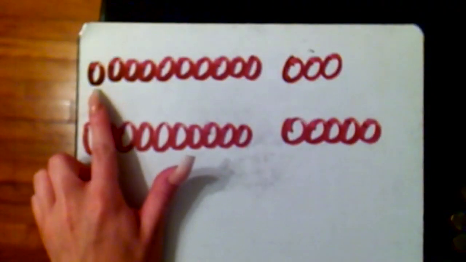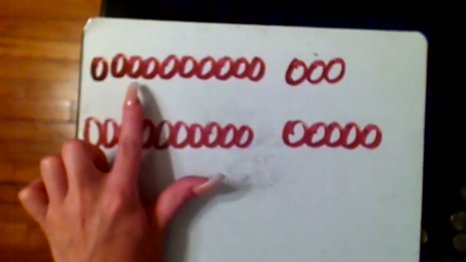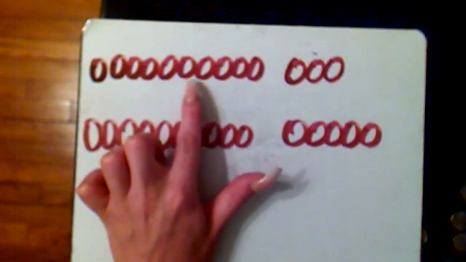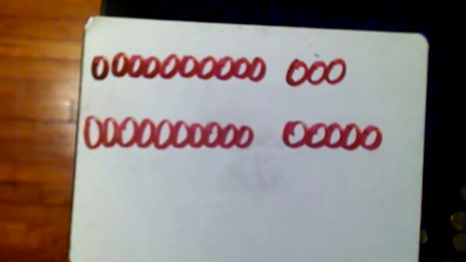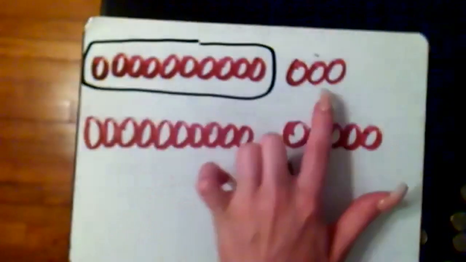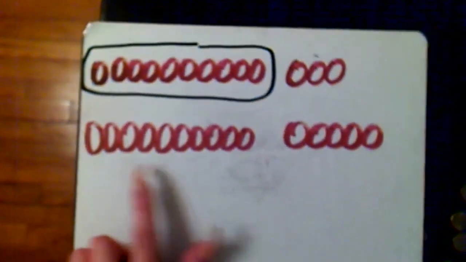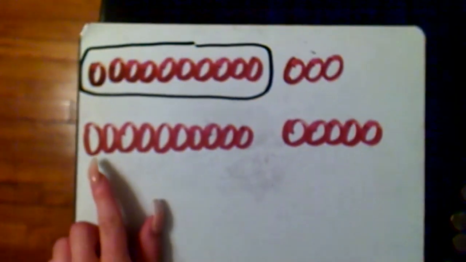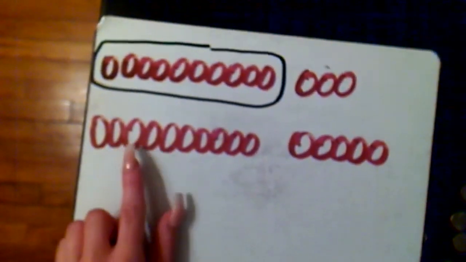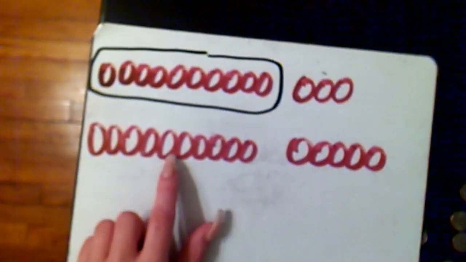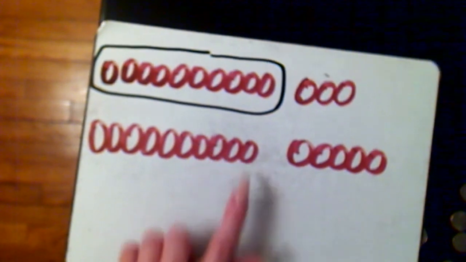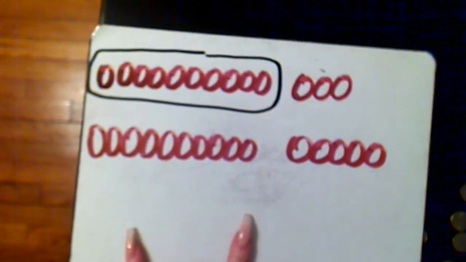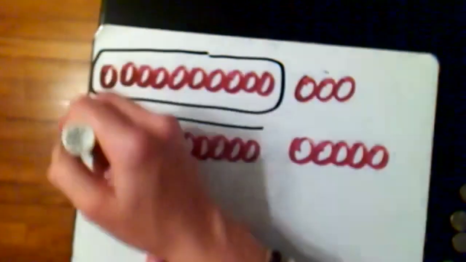Count with me. 1, 2, 3, 4, 5, 6, 7, 8, 9, 10. We got to 10. Let's circle that so we remember, so we don't have to count it again. 10 and some extra ones. Now let's find our group of 10 down here. Count with me. 1, 2, 3, 4, 5, 6, 7, 8, 9, 10. Do you see another group that we can circle? Our other group of 10.